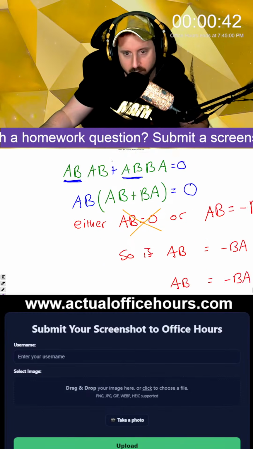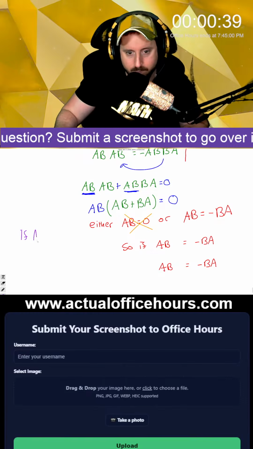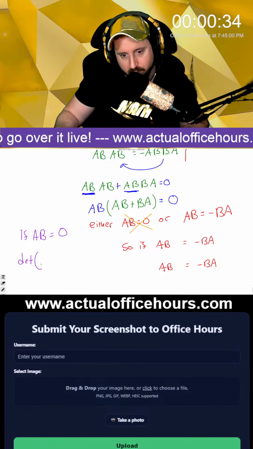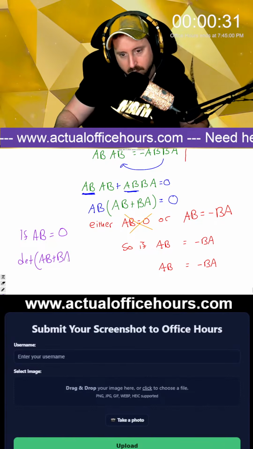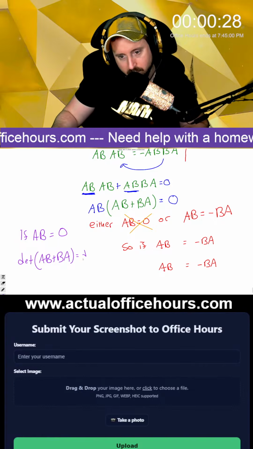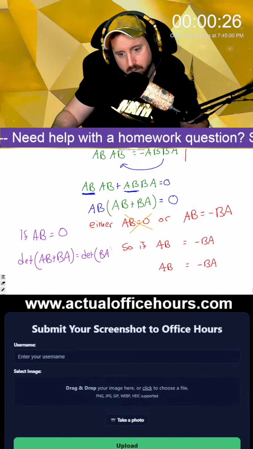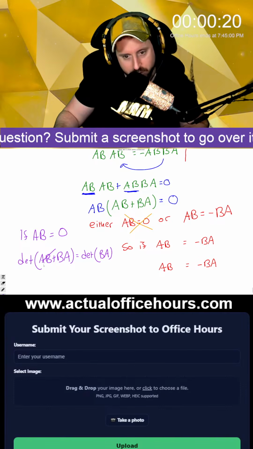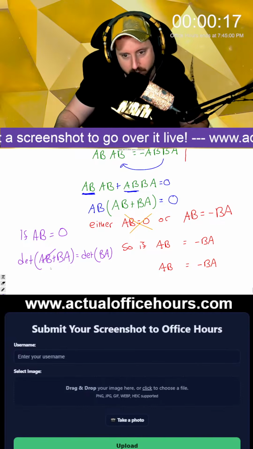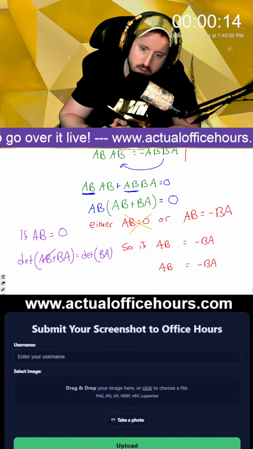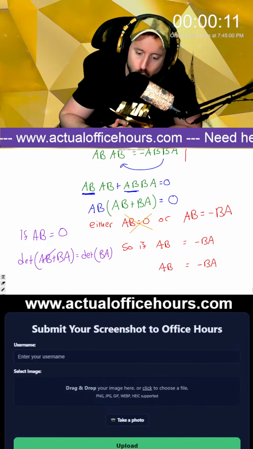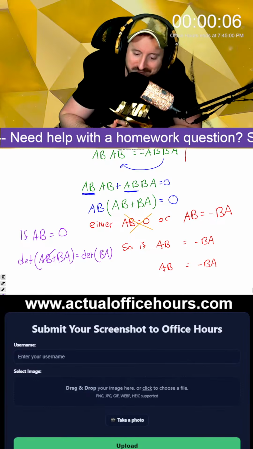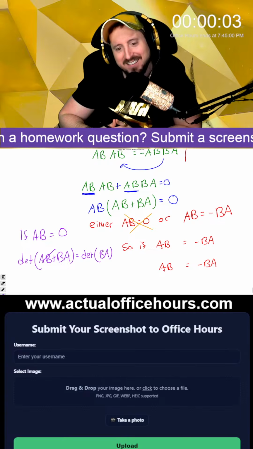If AB is 0, then the determinant of AB plus BA is the determinant of BA, because this is 0. Which is 0. Oh, and then that's a contradiction. Why is it a contradiction that the determinant of AB plus BA is equal to the determinant of BA? Because we're supposing that it isn't 0. Because if it is 0, yes.